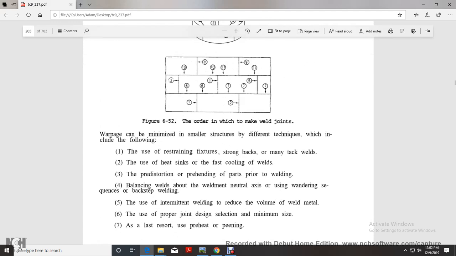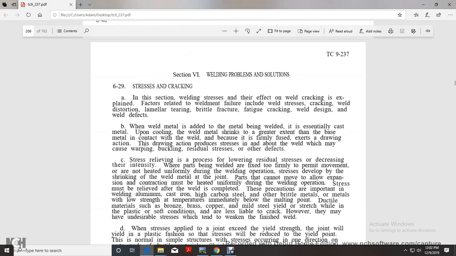Warpage in smaller structures may be controlled by different techniques, which include the following: use of a restraining fixture or strongback, use of a heat sink for fast cooling of the weld, pre-bending of the parts being welded, balancing welds about the neutral axis while using a sequence of backstep welding, use of intermittent welding to reduce the weld metal, use of proper joint design selection to minimize the weld and distortion, and preheat and post-heat and peening. Section 6, Welding Problems and Solutions.